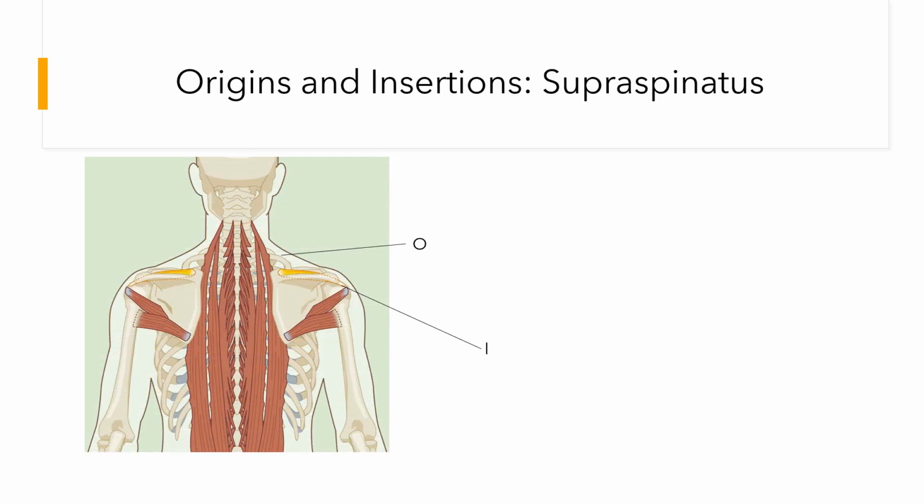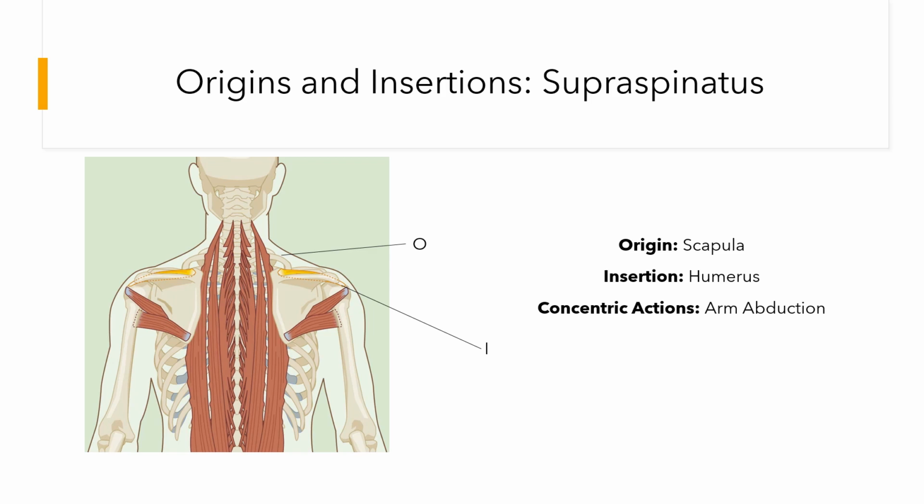Then we've got the supraspinatus, so above the spine of the scapula, so superior, meaning above, originates in the scapula, inserts into the humerus again, concentrically abducts the arm, eccentrically adducts the arm.